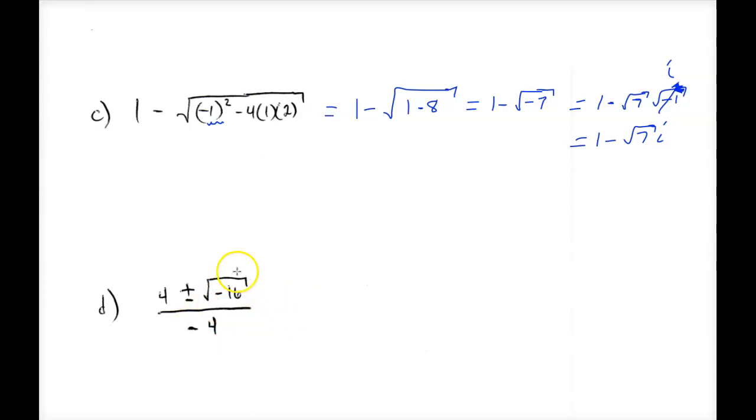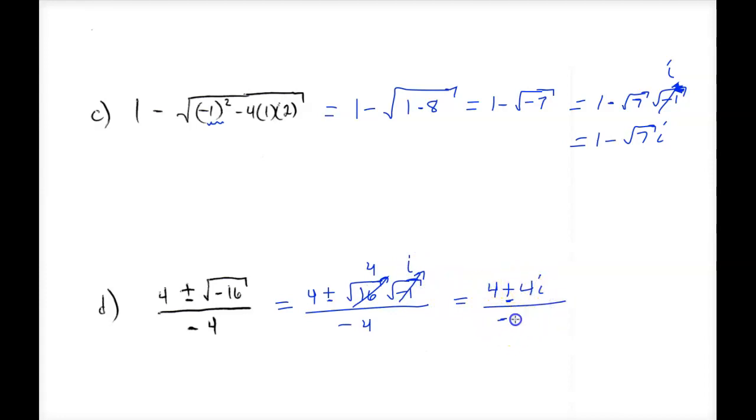Finally, for example D, you see we could rewrite the square root of -16. It's just the square root of 16 times the square root of -1. The square root of 16 is 4. The square root of -1 is i. So we end up having 4 plus or minus 4i divided by -4. And then we'll split that up into separate fractions.